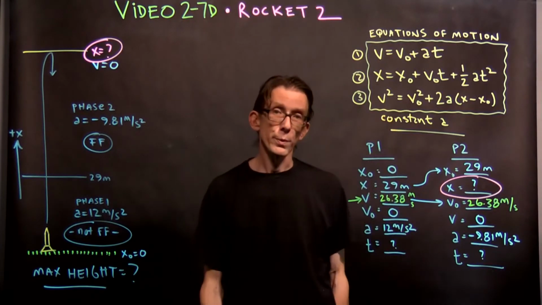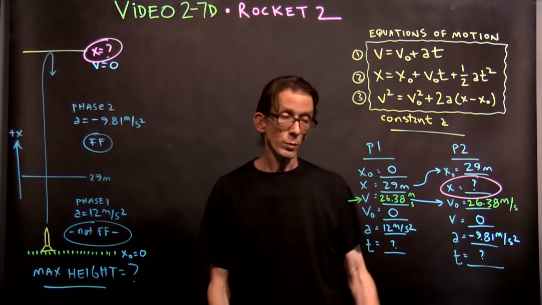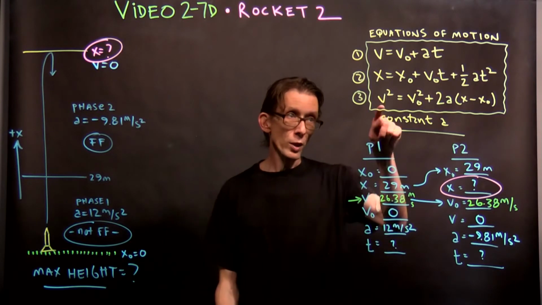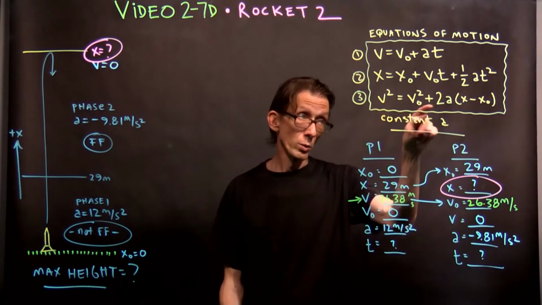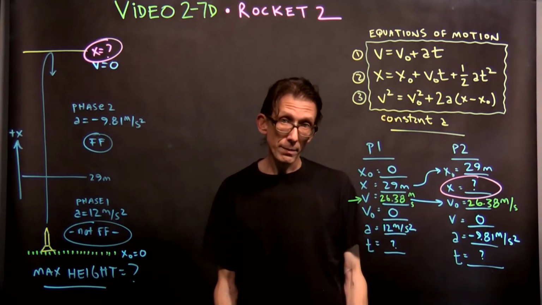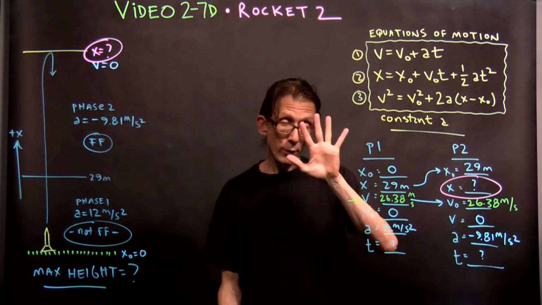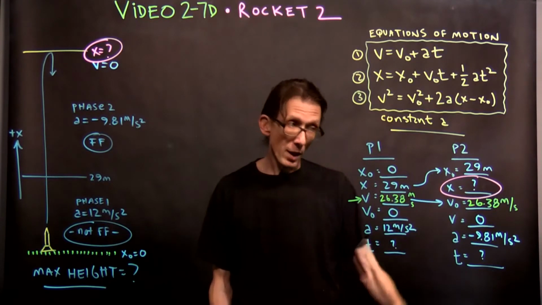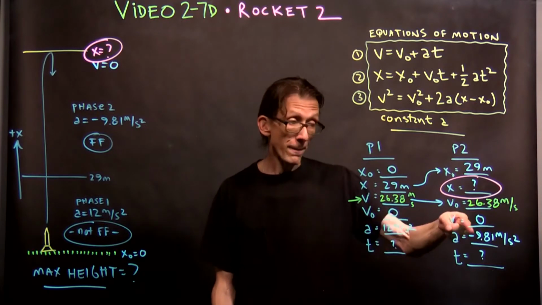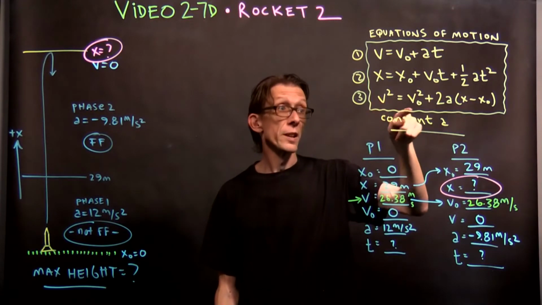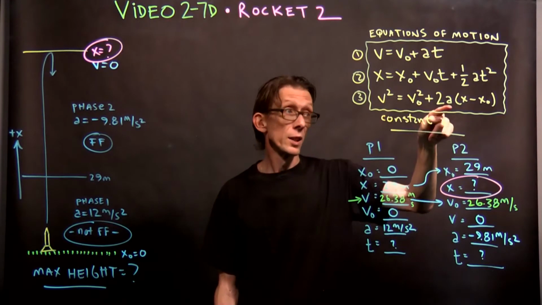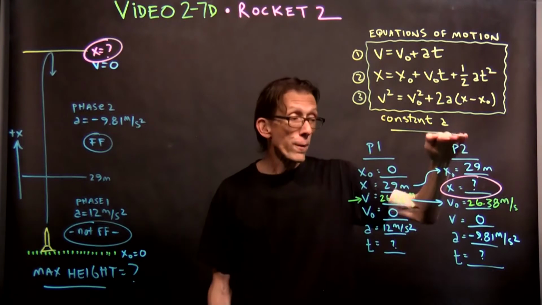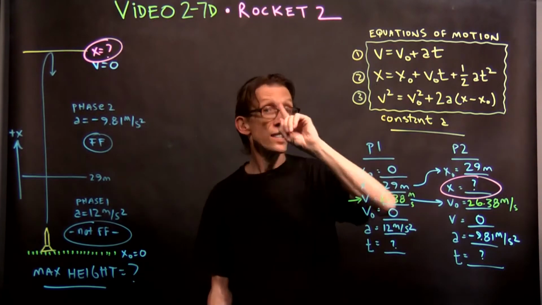Which equation do we use? Well, we don't know time again. And look, this equation, number 3, has 5 quantities in it. It's got the 4 that we know and the 1 we want to know. It's got velocity, initial velocity, acceleration, final position, initial position. We know 4 of them, and the 5th one is the thing we're looking for.